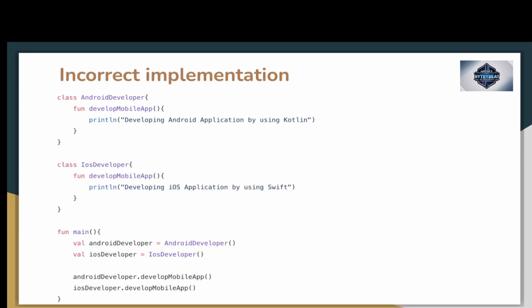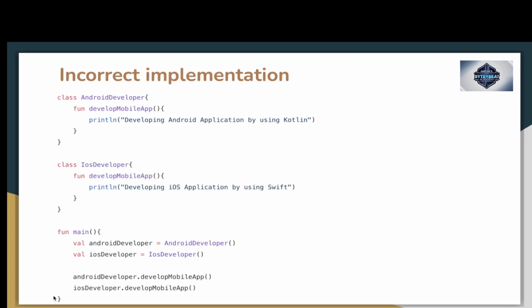Suppose that we have a class. Let's assume that we need to develop a mobile application for both Android and iOS. To do that, we need an Android developer and an iOS developer. These classes will have a method to develop a mobile application using their own platform and programming languages. So here we have one class for the Android developer, and it has a method develop mobile application, and we have one more class, the iOS developer, and that has its own method.